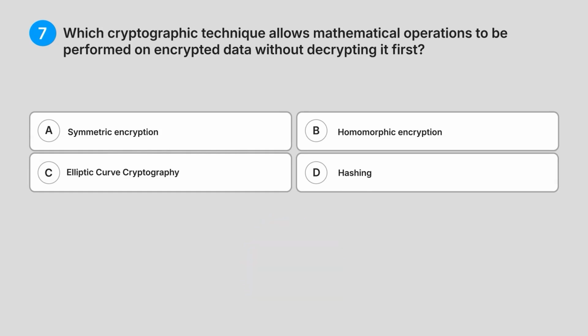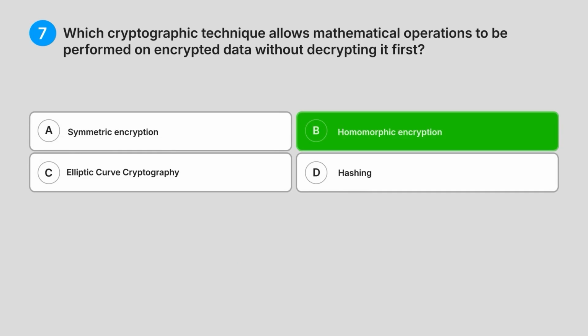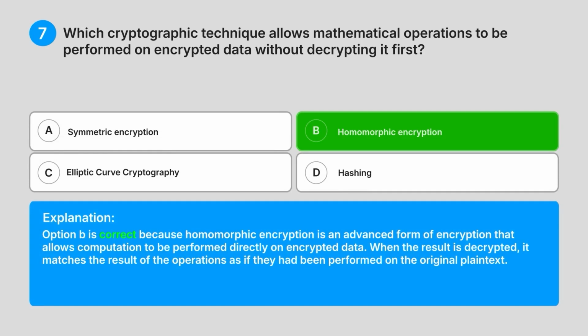Correct answer, B. Homomorphic encryption. Explanation: Option B is correct because homomorphic encryption is an advanced form of encryption that allows computation to be performed directly on encrypted data. When the result is decrypted, it matches the result of the operations as if they had been performed on the original plaintext.